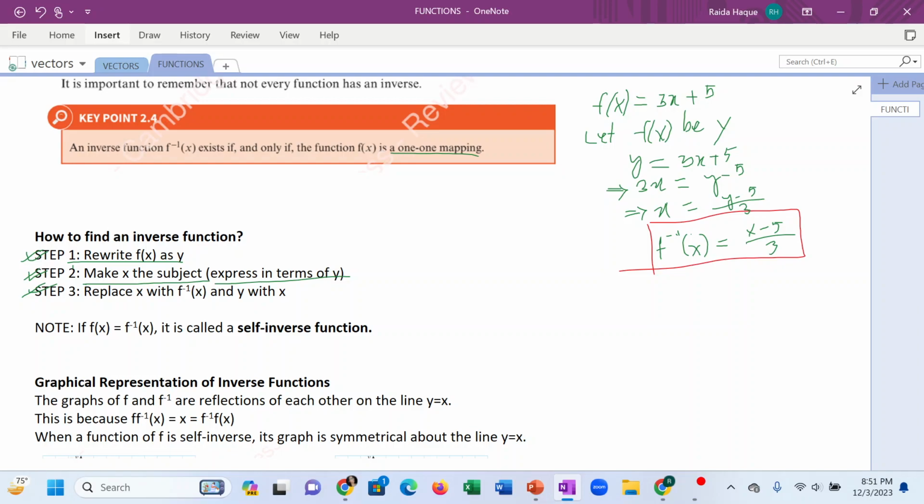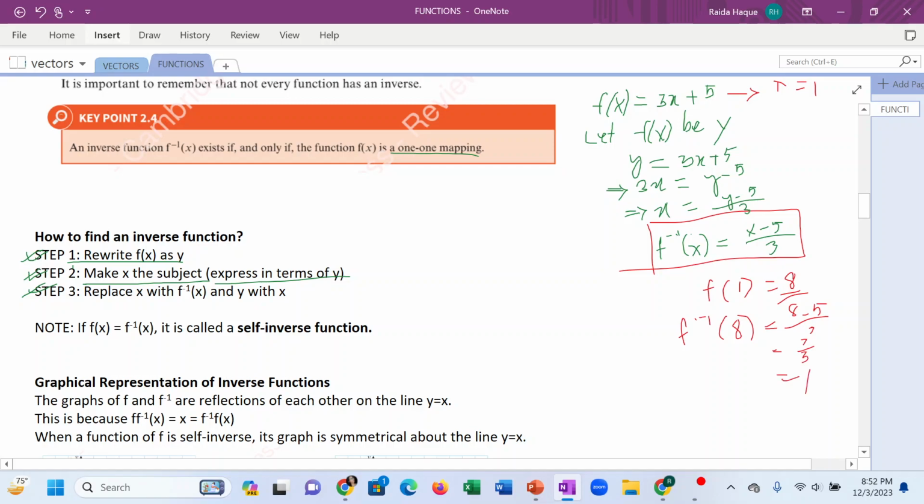Now if you want to check whether it is actually what happens, let's see it. Let's say we take x equals 1. f(1) gives us 8. Now let's say we take f inverse of 8. What do we end up with? 8 minus 5 divided by 3. That is 3 divided by 3, and then we end up with 1. We are back at square 1, and that just shows that our calculation has been correct. So you can do these little tricks here and there to check your work along the way.